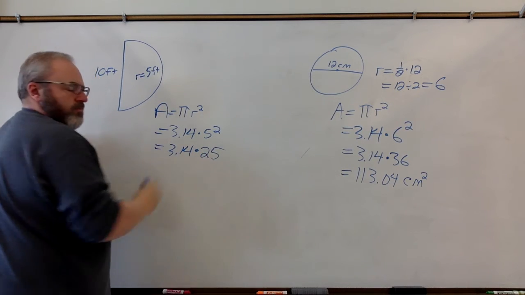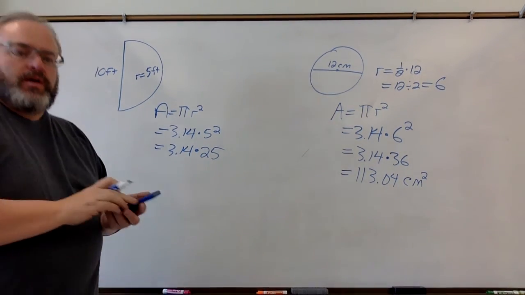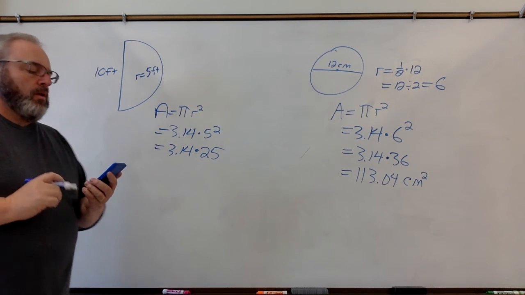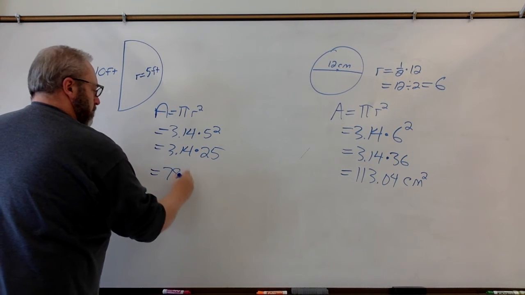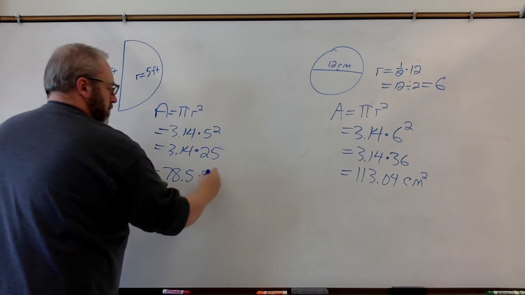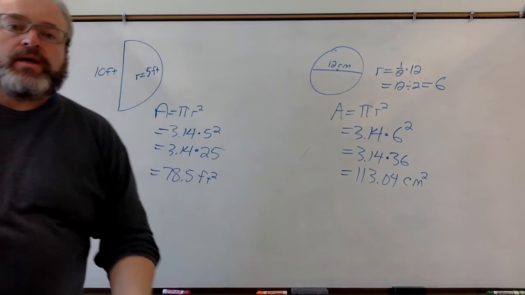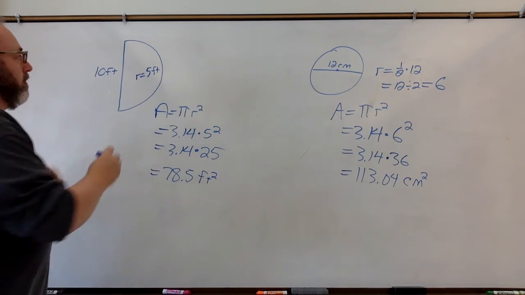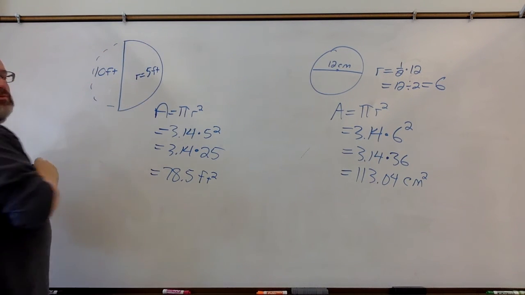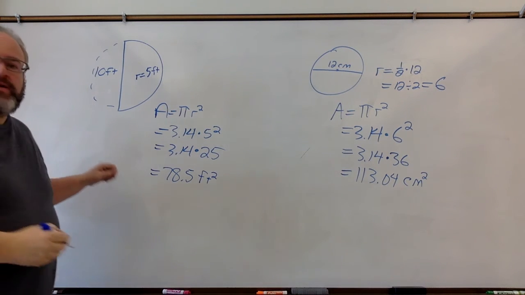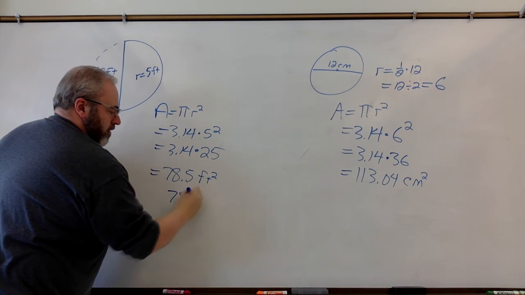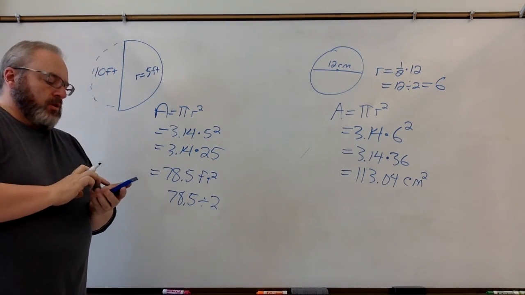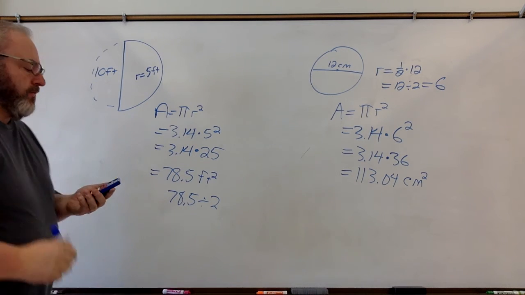So this is 3.14 times 5 squared, which is 25. And 25 times pi is 78.5 square feet. So, is that the area of this half circle? Well, no. That would be the area if this was a full circle. So how do we find half of that? Divide this by 2. So 78.5 divided by 2, half of that.